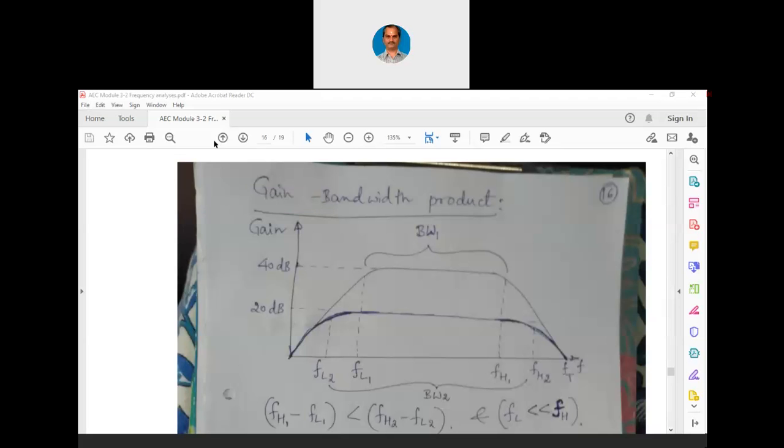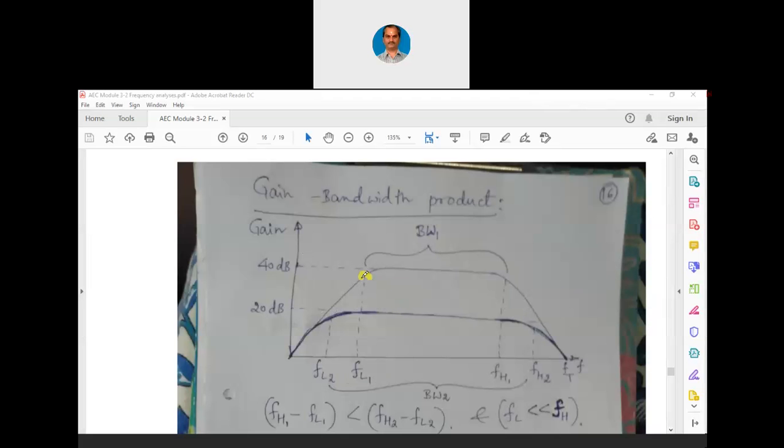Gain bandwidth product. You can see this particular graph here. Let me discuss the upper graph first. Now let us say we have a 40 dB gain for a given amplifier circuit. When we have a 40 dB gain, we will measure its bandwidth by coming down to here, 37 dB, and again here, 37 dB. 40 minus 3 is 37 dB.